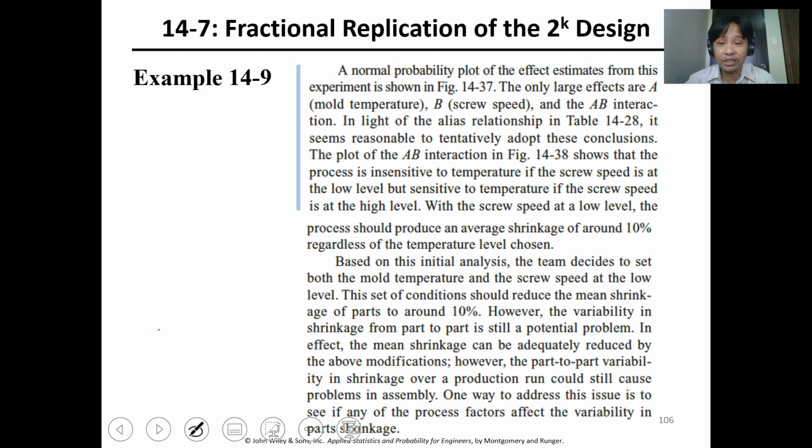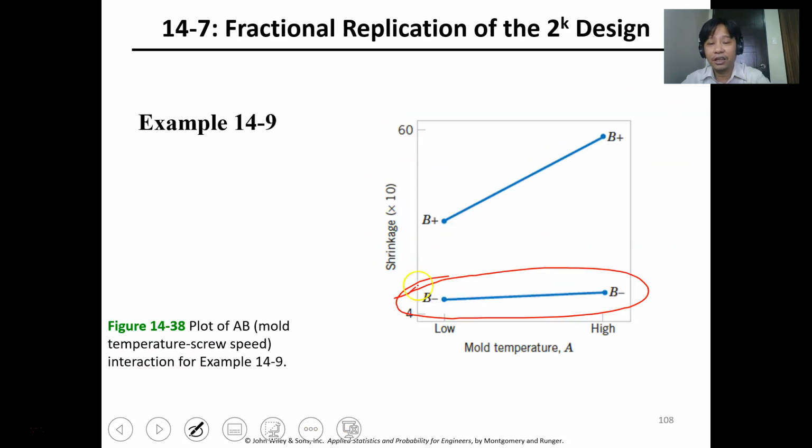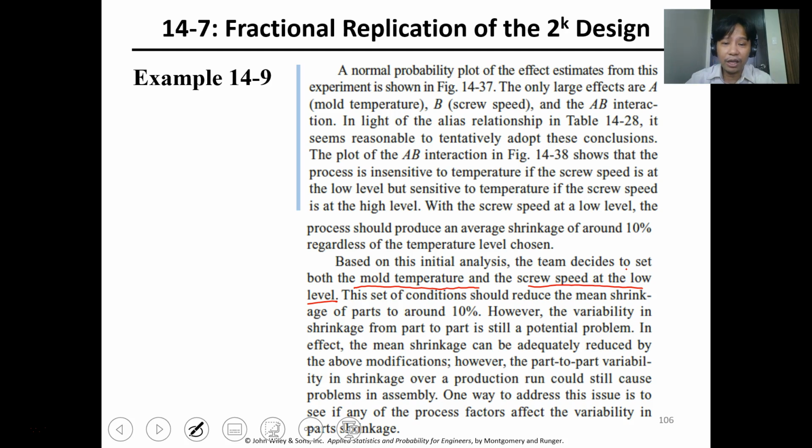Based on this initial analysis, the team decided to set both the mold temperature and the screw speed at low level. This set of conditions should reduce the mean shrinkage of parts to around 10%. However, the variability in shrinkage from part to part is still a potential problem. So, dito nakita lang natin na ang may impact will be at low setting pareho. Low setting ng temperature at saka screw speed, pero posible na at this low temperature may effect pa din yung ibang parameter. So kaya kailangan mo pa ng another experiment.